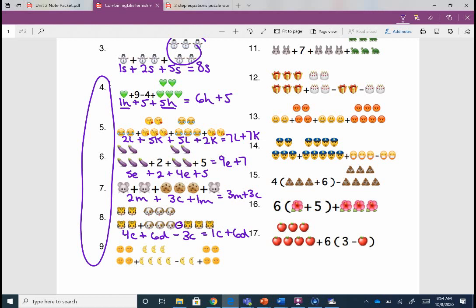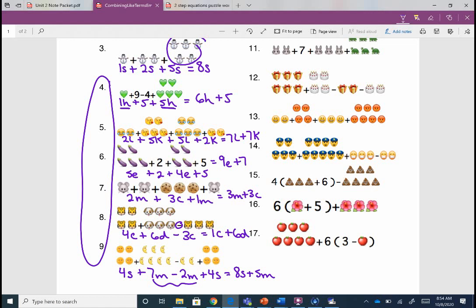I have 4 suns, 7 moons, minus 2 moons, plus 4 suns. So we end up with 8 total suns, but I only have 5 moons left. Suns and moons are different things. I can't go any further than that.